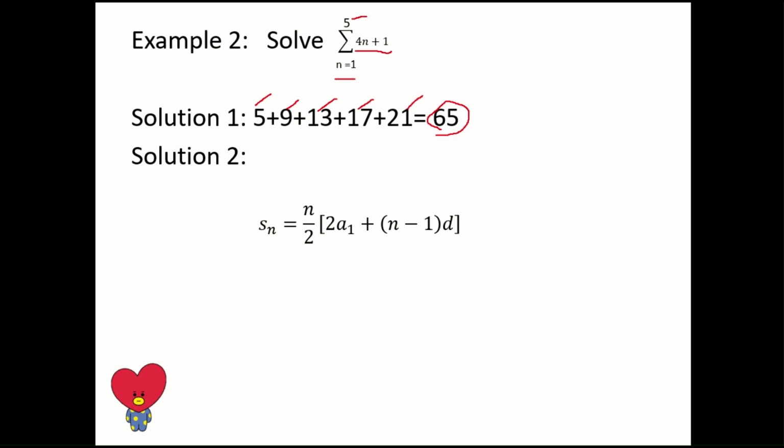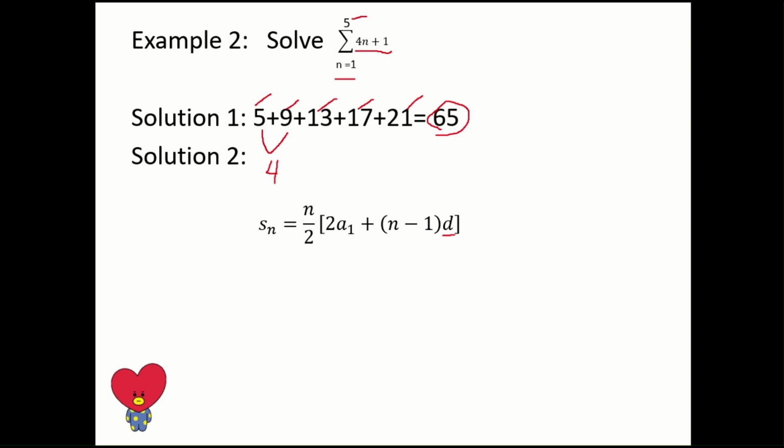But before that, we need to identify the value of d. From the first term and second term, the value of d is 4, because 5 plus 4 is 9, 9 plus 4 is 13, and 13 plus 4 is 17. Therefore, d should be 4.